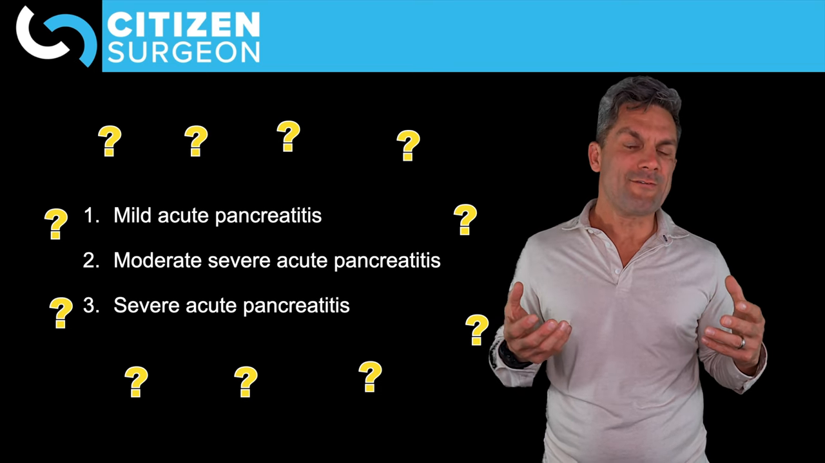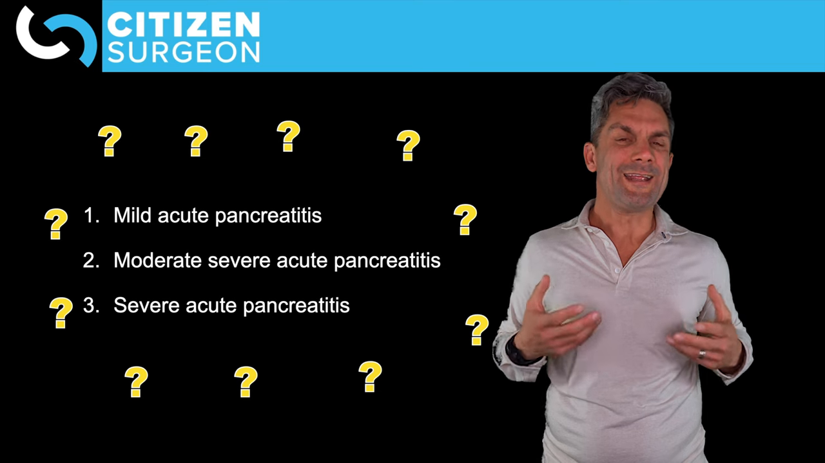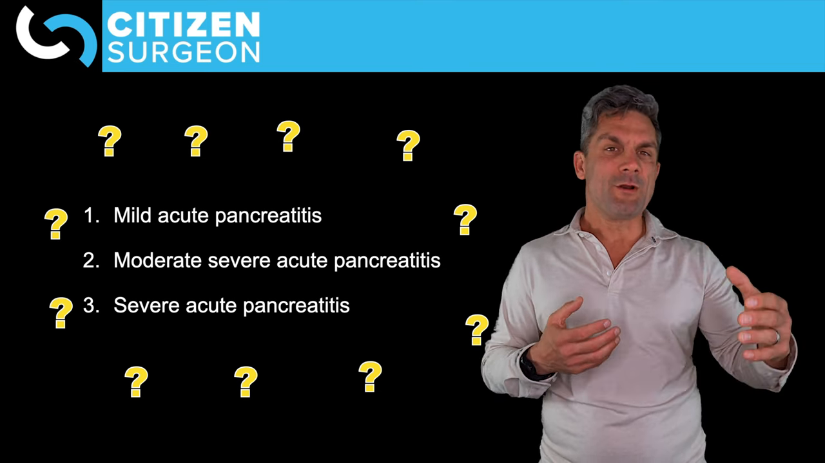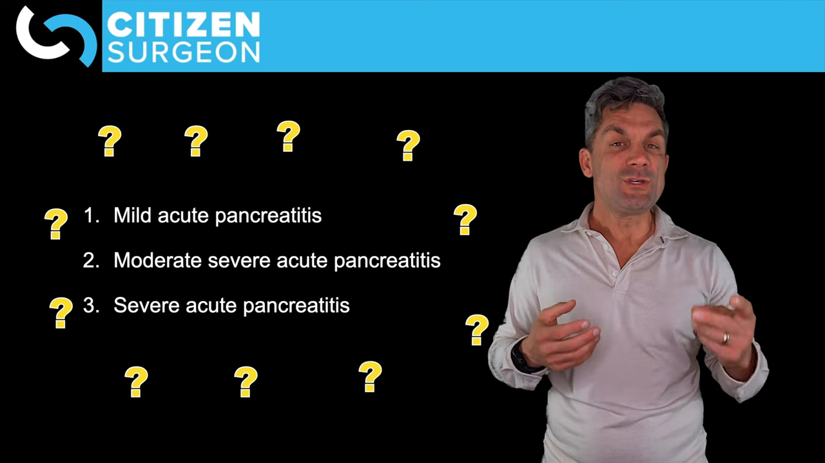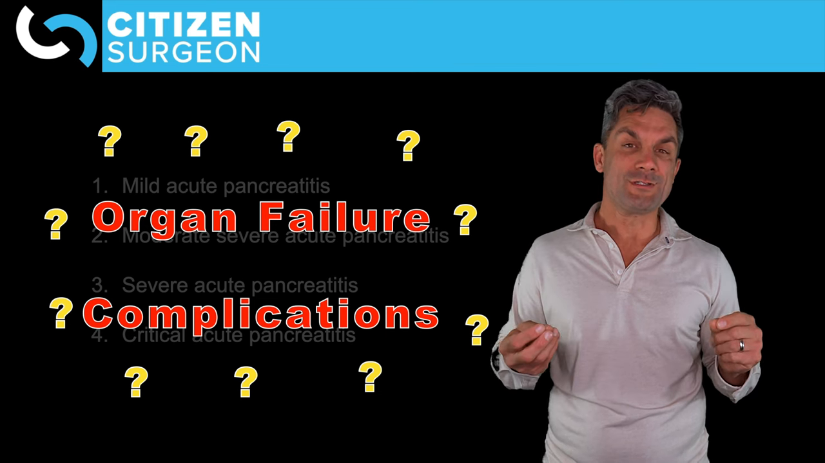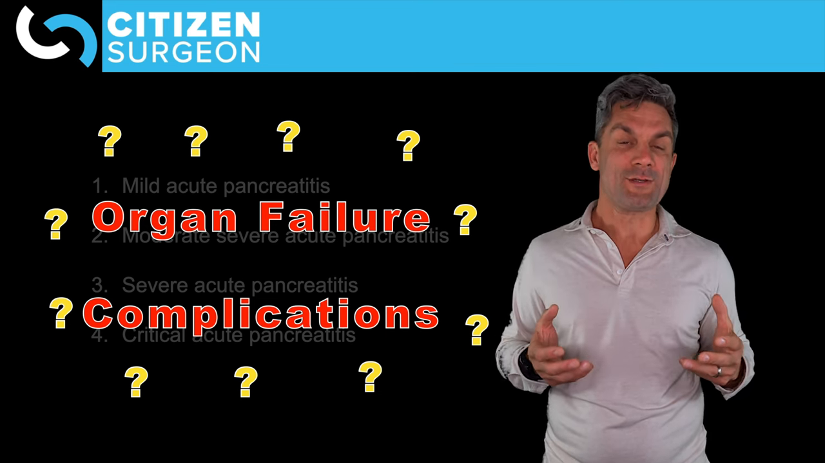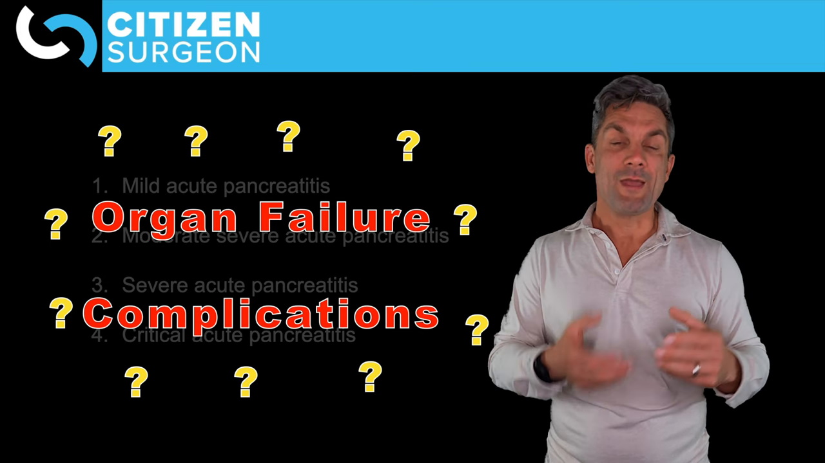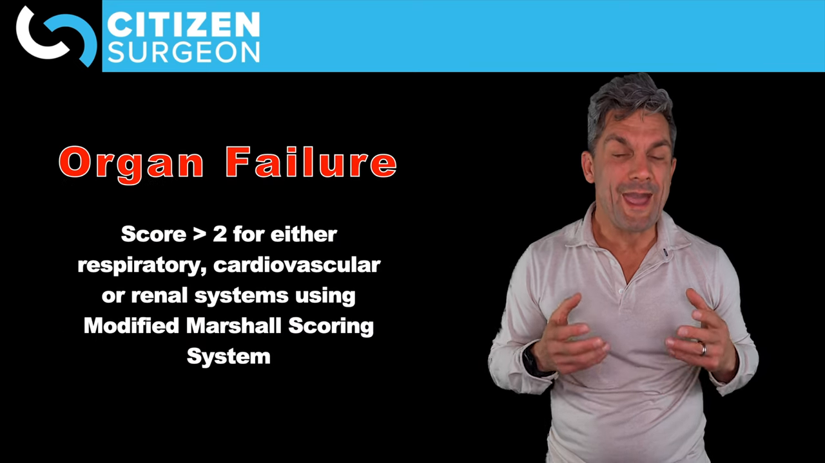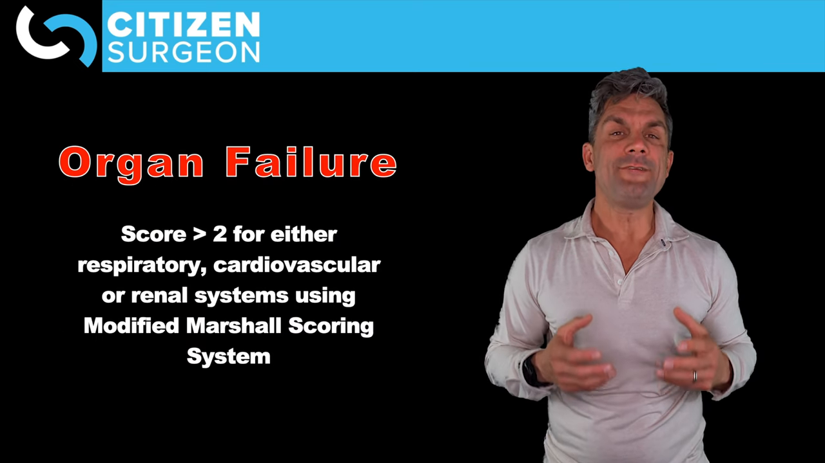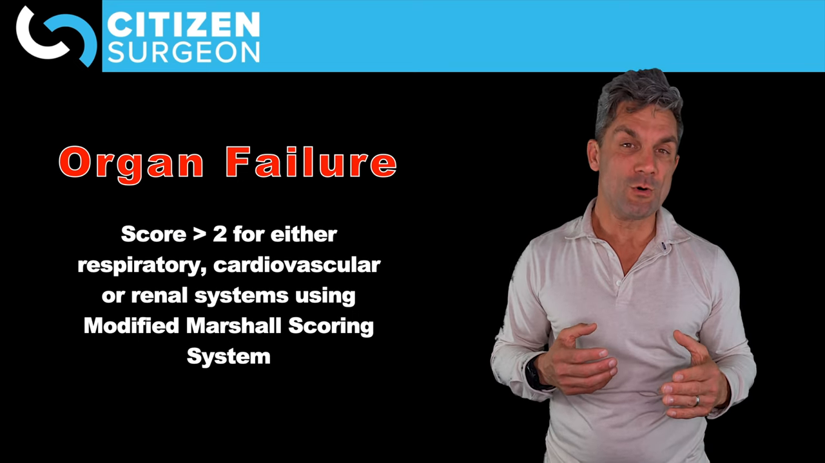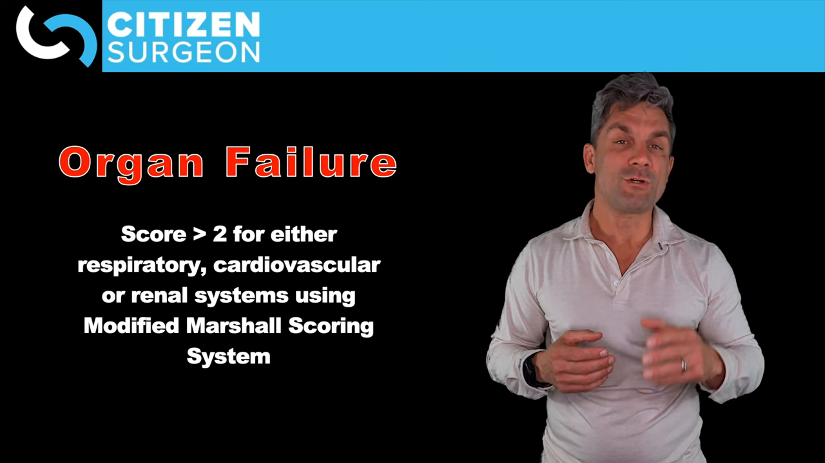Now, I gave you some definitions, but what we didn't do is dive into the why. So why is something mild, moderate, or severe has to do with two big things, and that is organ failure or complications. All right, now we got to define both of those. So what is organ failure and what are complications? First, let's look at organ failure. So how do we define that? Well, we can define organ failure as a score greater or equal to 2 using the modified Marshall scoring system.